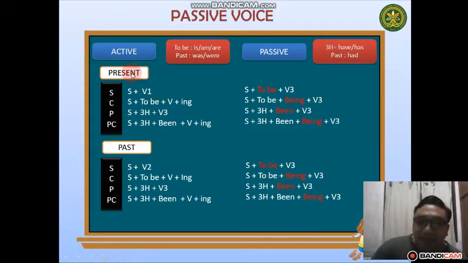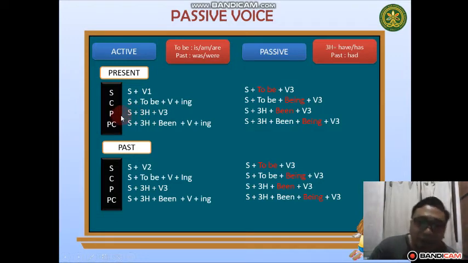So for present, the subject plus verb 1. If to be is passive, here it is subject plus to be plus verb 3. For continuous, it is subject plus to be plus verb-ing. And then for the passive one, it is subject plus to be plus being plus verb 3.